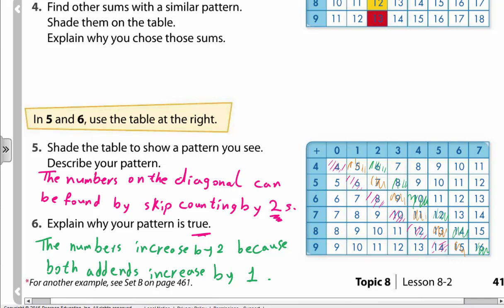Of course, my heroes, you can find this in any diagonal. You will find it in all diagonals. In all diagonals, we skip count by 2.